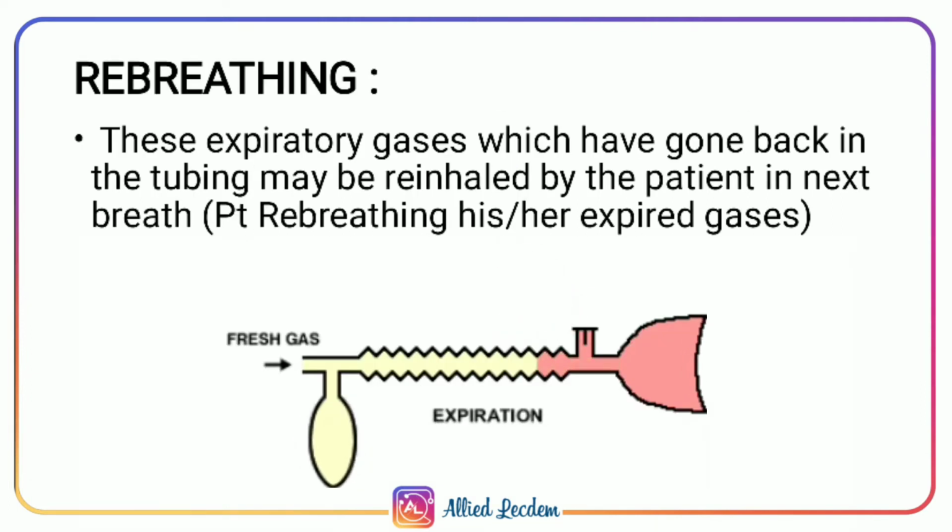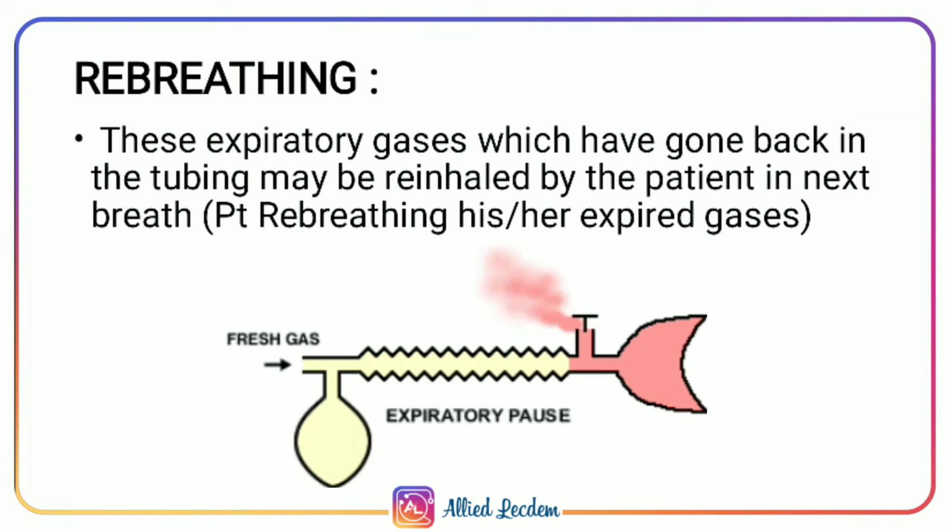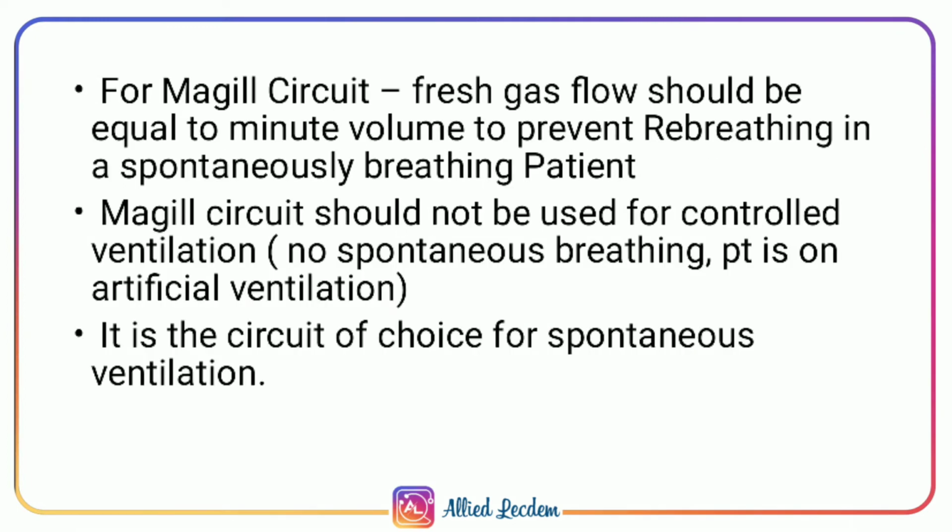Rebreathing is nothing but these expiratory gases which have gone back into the tubing may be re-inhaled by the patient in the next breath. From the diagram, you can see that the fresh gases are delivered through an inlet and the expired gases are exhaled through the APL valve. To prevent the rebreathing, there are recommendations for fresh gas flow for each circuit.